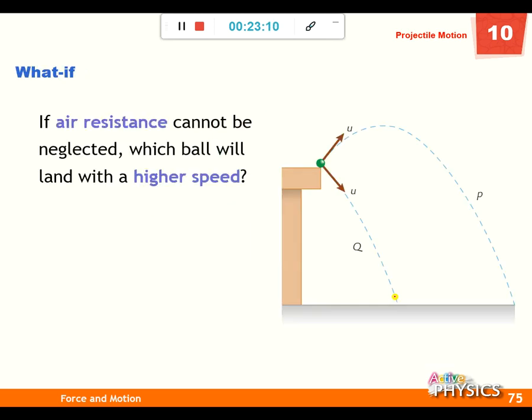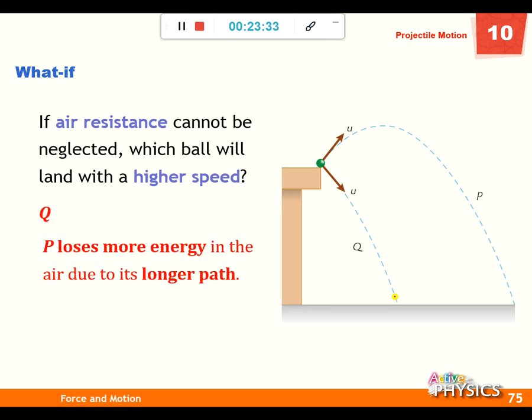Okay. And what if question? If air resistance cannot be neglected, which ball will land with higher speed? If we have air resistance, it means that the longer the path, the greater the effect. You can see that P will be a longer path than Q. Then the effect of air resistance on P will be greater than on path Q. So the effect acting on path Q will be less than that in P. It means that the energy loss should be less. Higher speed will be for path Q.